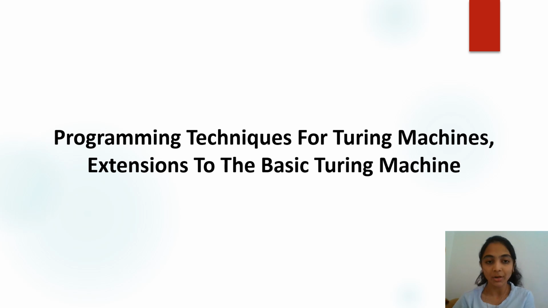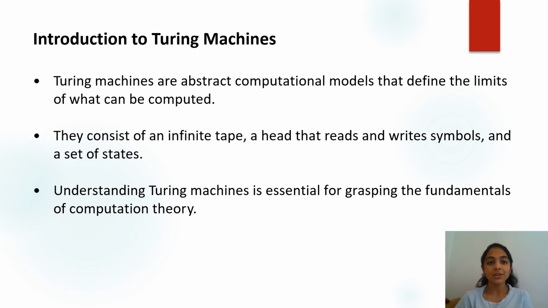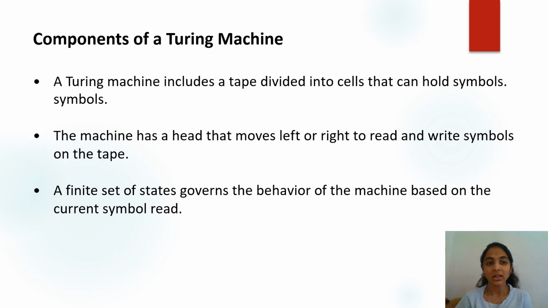Today I am going to talk about programming techniques for Turing machines, extensions to the basic Turing machines. Introduction to Turing machines. Turing machines are abstract computational models that define the limits of what can be computed. They consist of an infinite tape, a head that reads and writes symbols, and a set of states. Understanding Turing machines is essential for grasping the fundamentals of computation theory.